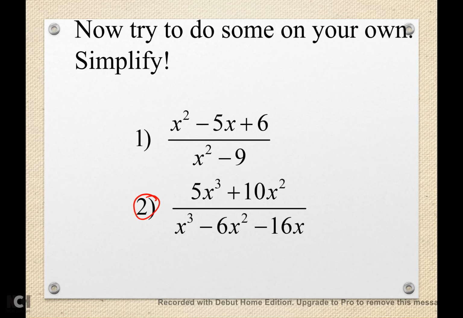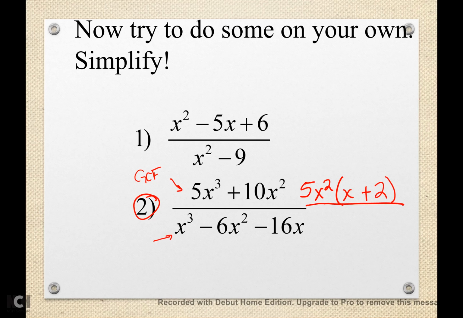So in problem number 2, notice we again have a GCF for the factoring. Always factor first. So the GCF here is 5x squared. They both have 5x squared, and it leaves us with 5x squared times 1x, that would give us the 5x to the third, and then 2 times 5x squared would give us our 10x squared. So that one's factored.